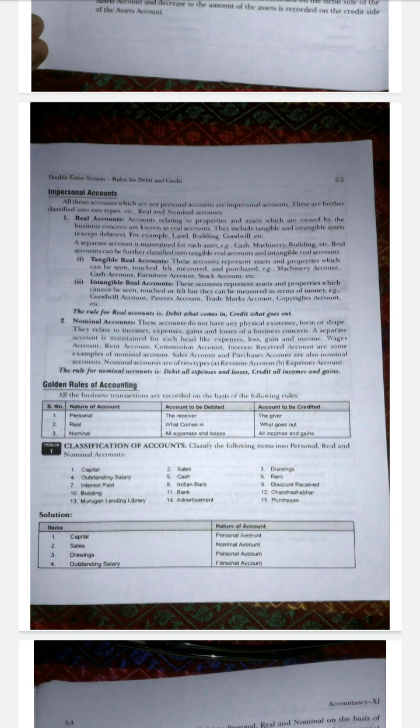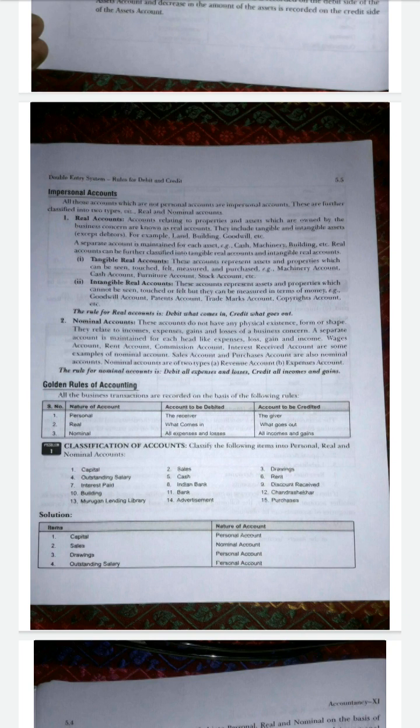Machinery account, cash, furniture, stock. These are all the tangible accounts, which can be seen and touched. But intangible real accounts represent the assets and properties which cannot be seen, touched or felt, but they can be measured only in terms of money value. Keep in mind, it's very important. It is only measured in terms of money value.